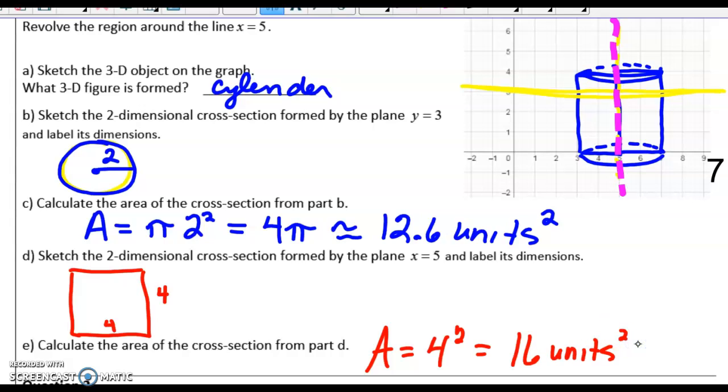So when you take a plane or like a piece of paper and you're putting it through your cylinder and it's perpendicular to the bases, which were circles, remember, then it's going to be that shape before you revolved it. In this case, it was a square. If you're putting in a piece of paper that is parallel to your base, it's going to have the same shape as your base. And in this case, that would be a circle, and that was letter B. Okay, hope that makes sense.